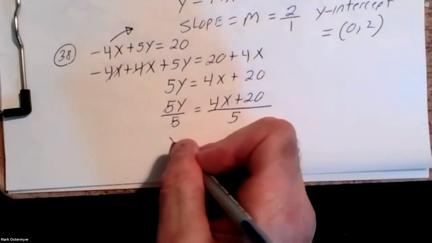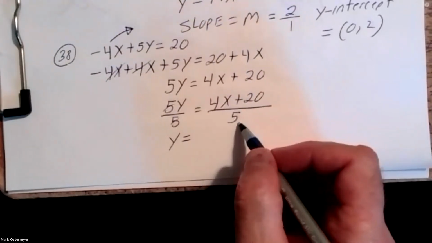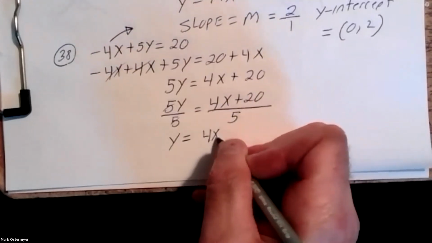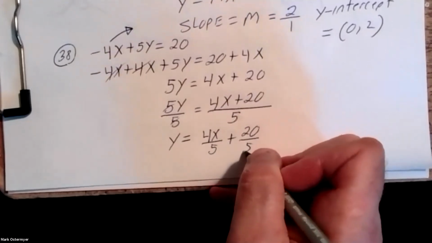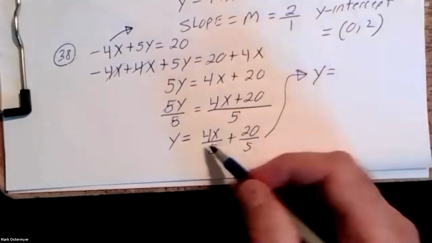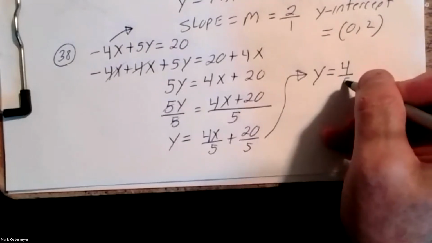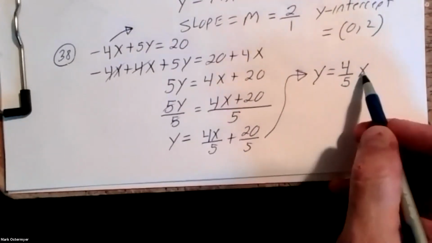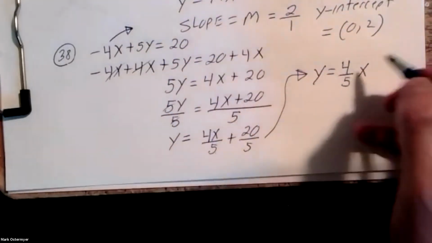Therefore, the left side reduces down to just 1y or y. And looking on the right side here, to get this in the slope-intercept form, I'm going to split this up. I'm going to put the 4x over 5, plus the 20 over the 5. Legal to do this. Hence, I have y is equal to, now 4x divided by 5 is the same thing as if I say 4/5 times x. 4/5 times x, or x over 1, is the same thing as 4x divided by 5.